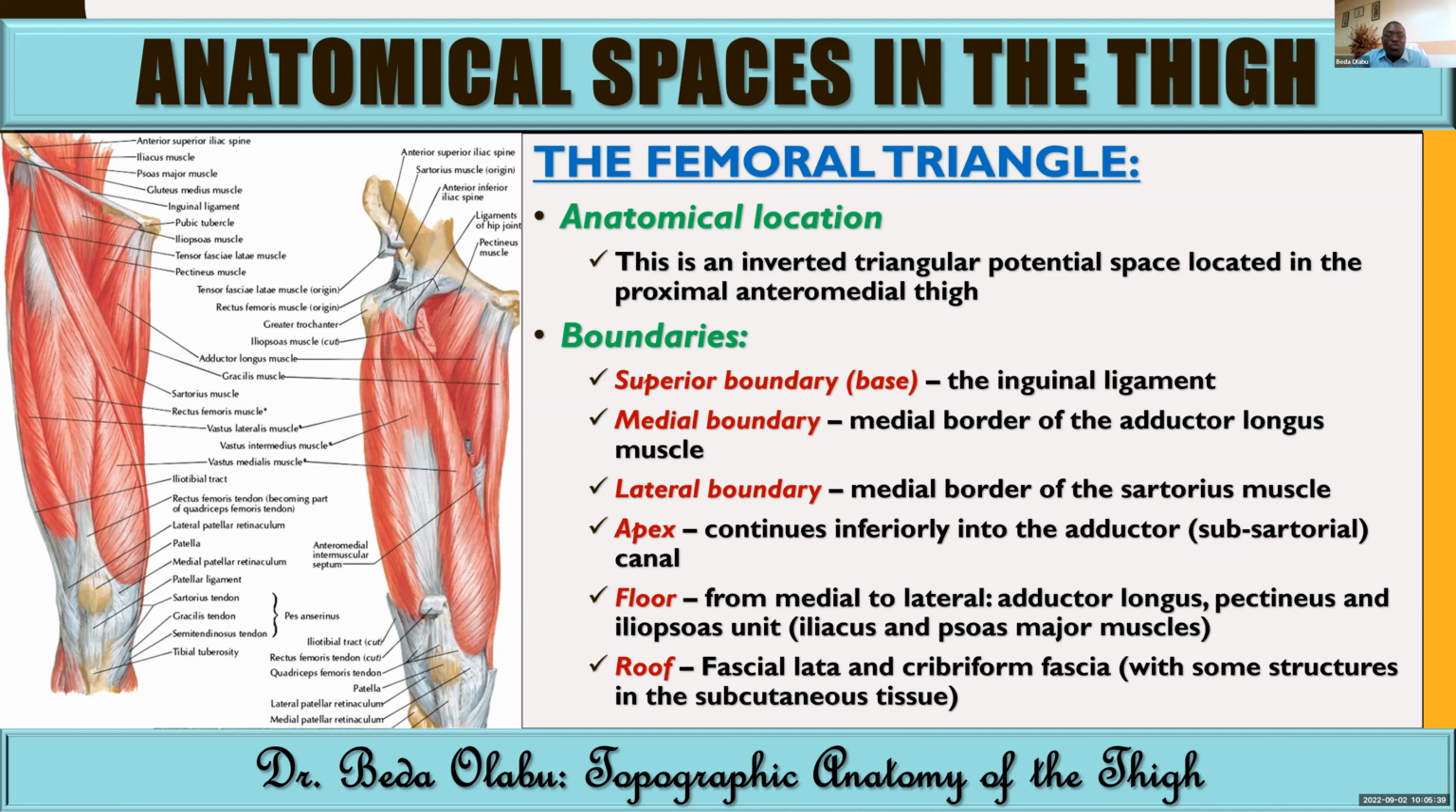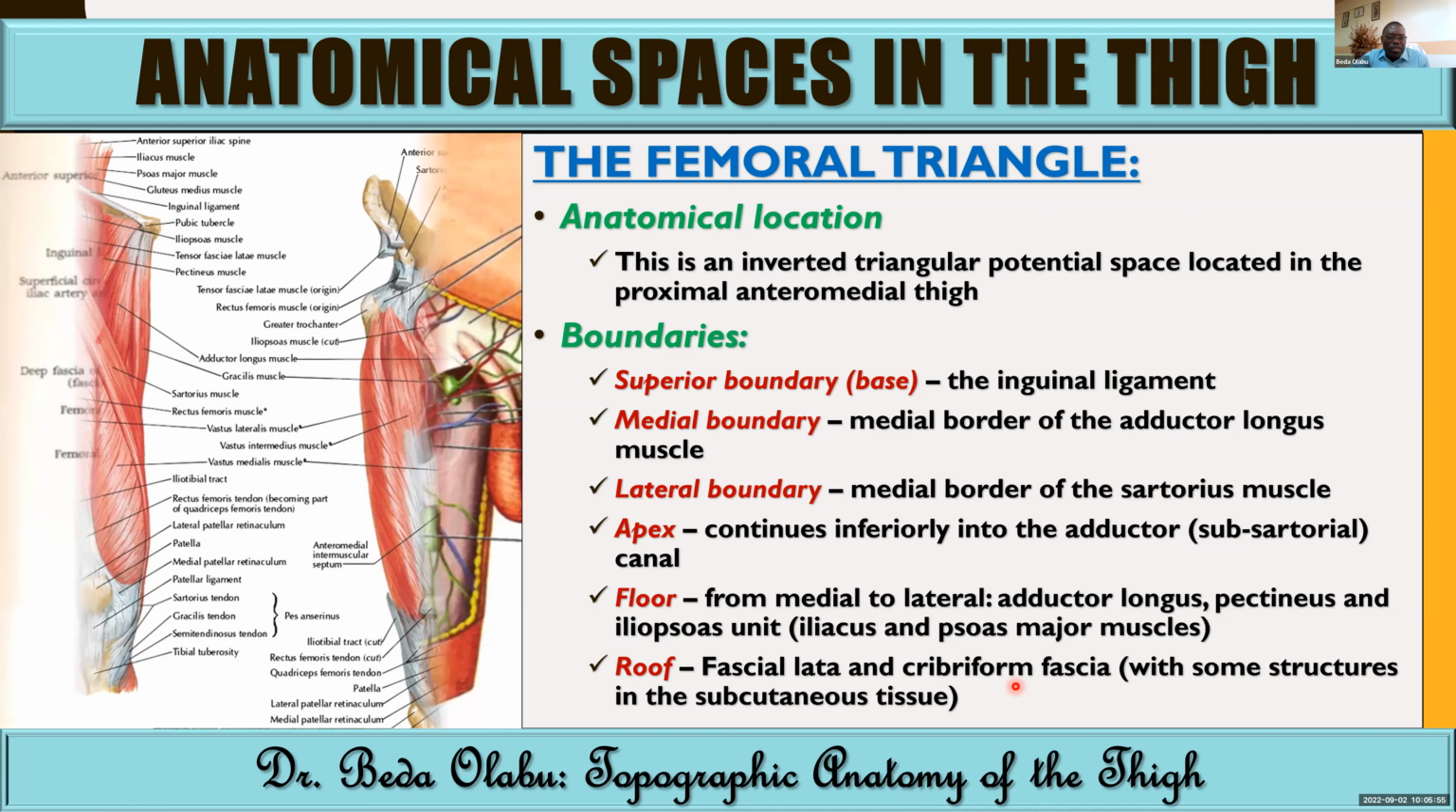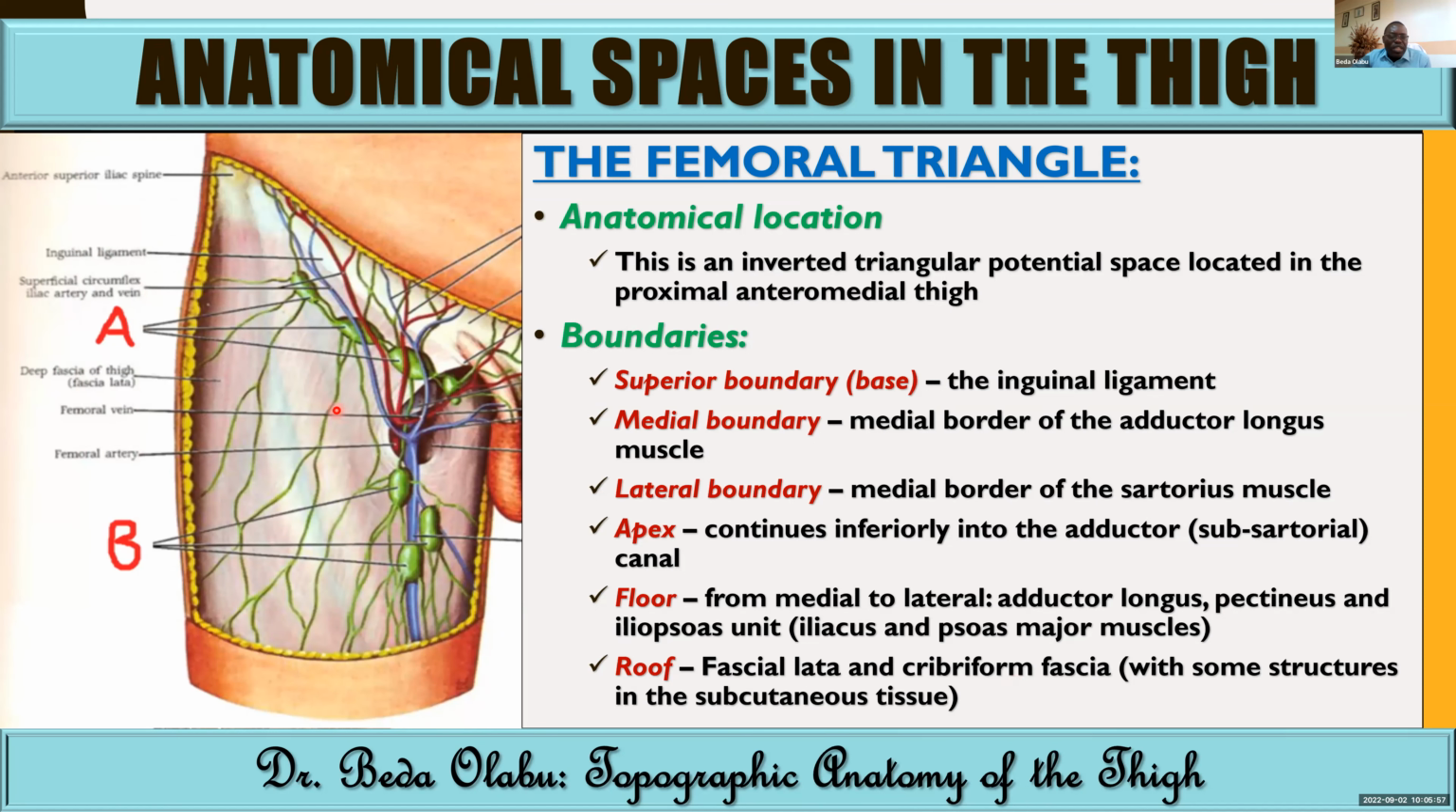Then we have the roof of the femoral triangle. The roof of the femoral triangle is formed by the fascia lata and the cribriform fascia. We had already mentioned what is fascia lata and what is cribriform fascia. Basically, the deep fascia of the thigh is fascia lata, but it has a defect somewhere there, which we call the saphenous opening, over which we have the cribriform fascia. So those are the ones which form the roof of the femoral triangle.